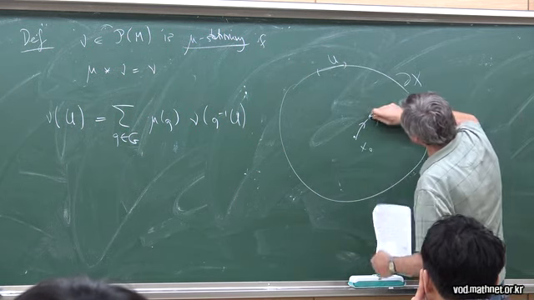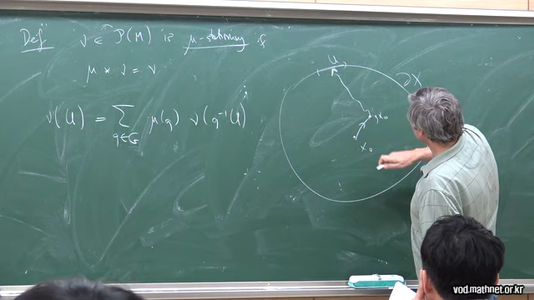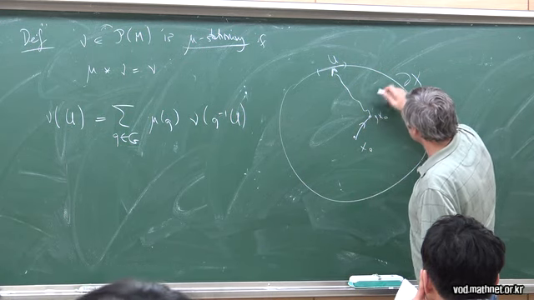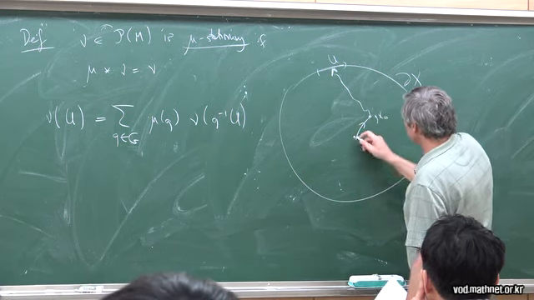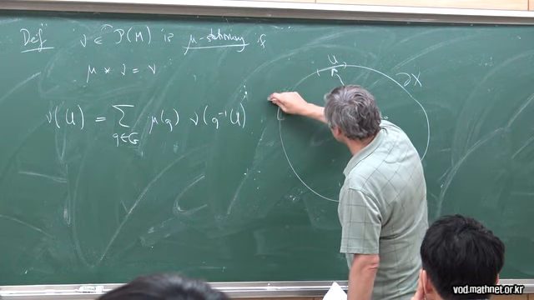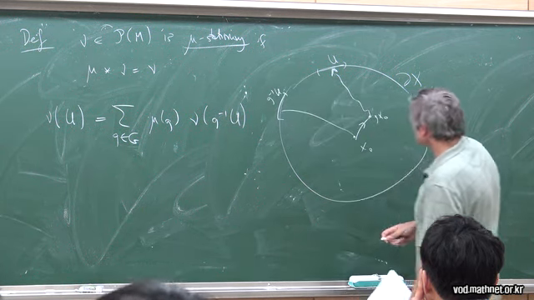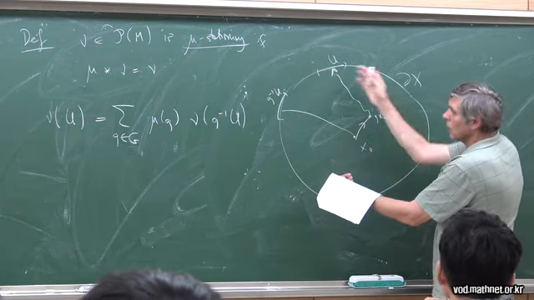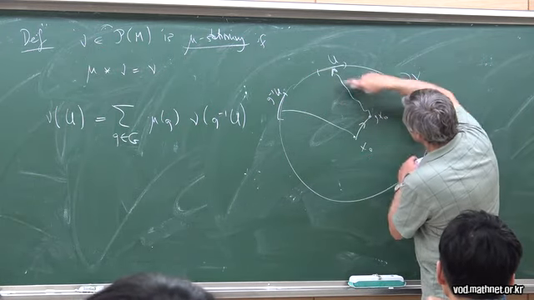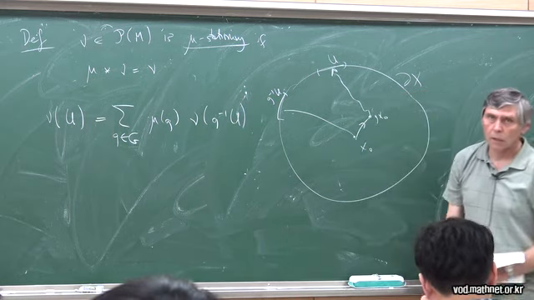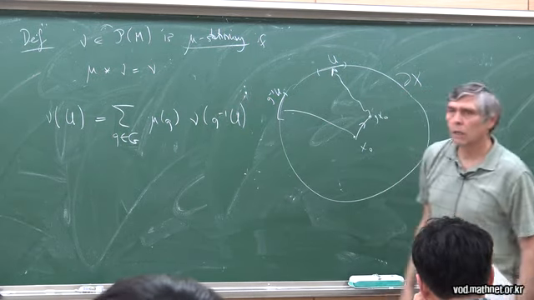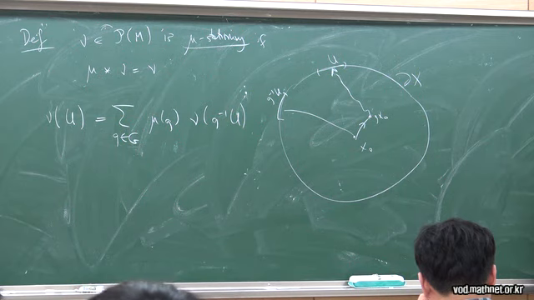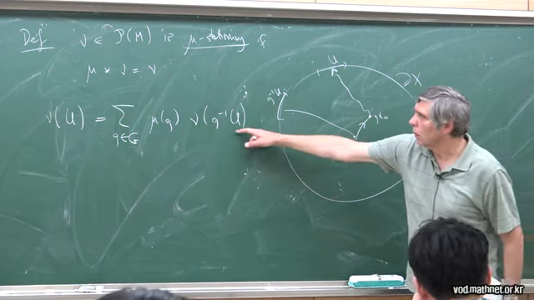The probability of going from here to here is the same as the probability of going from x0 to whatever g inverse of U is. These two have the same probability because the group is acting by isometries here. So going from here to here is the same as going from here to here. And that's what this is. Okay, so any hitting measure should satisfy this equation.